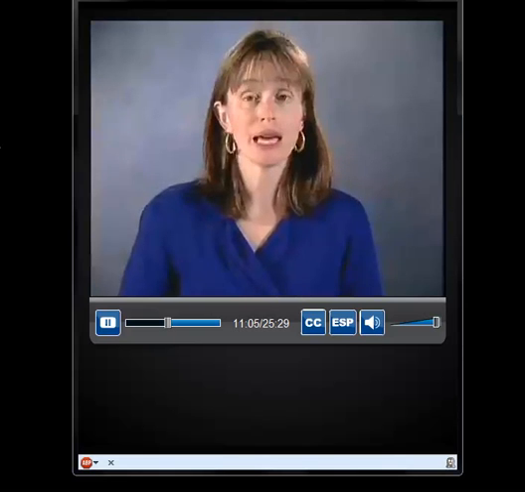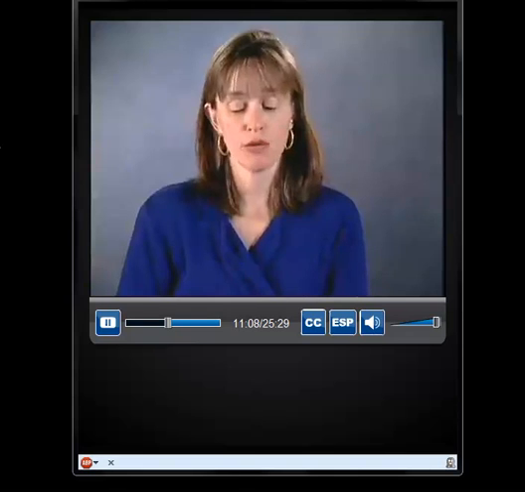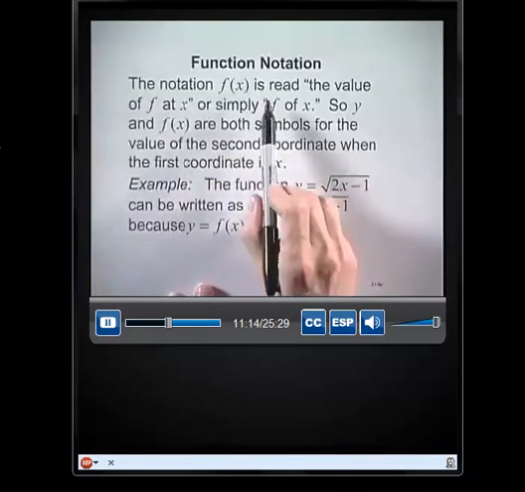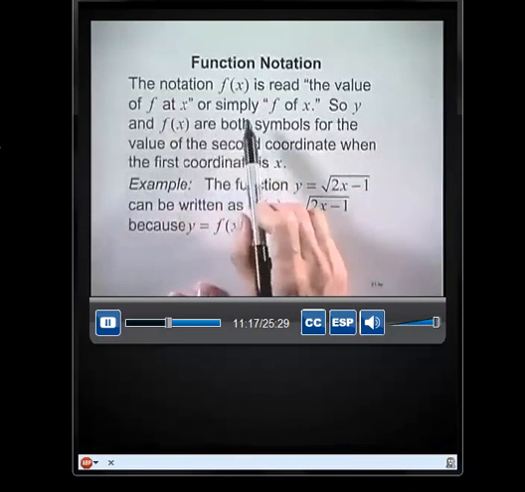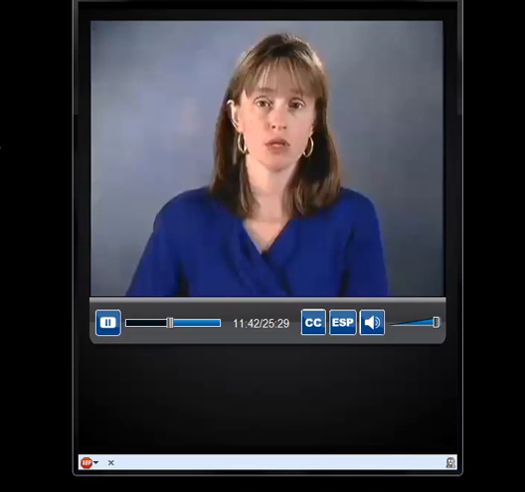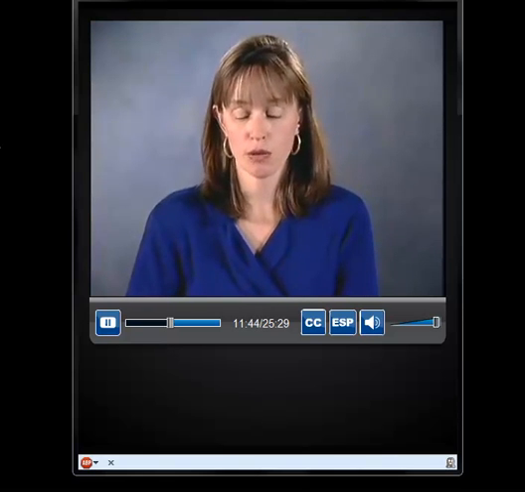Well, let's continue by looking at a special notation that we use to describe functions. The notation f parentheses x is read the value of f at x, or simply f of x. So y and f of x are both symbols for the value of the second coordinate when the first coordinate is x. For example, the function y equals square root of 2x minus 1 can be written as f of x equals square root of 2x minus 1, because y is the same thing as f of x, or y equals f of x. Well, what we do is use function notation within problems, and here's one example of how we might.